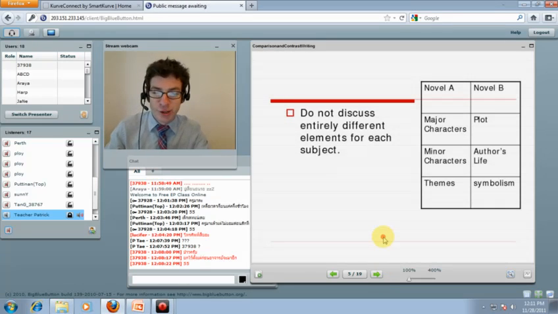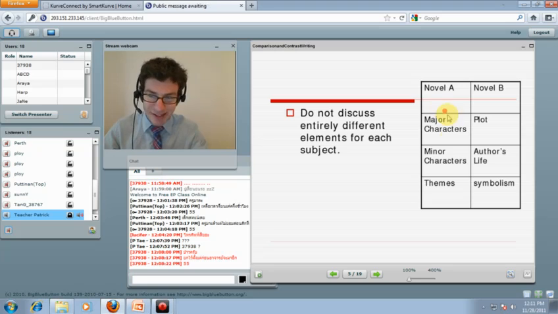Alright guys, very important. Do not discuss entirely different elements for each subject. Example, novel A, if you discuss major characters, don't then discuss the plot of novel B. It's not going to make any sense. Then if you discuss the minor characters of novel A, don't talk about the author's life of novel B.